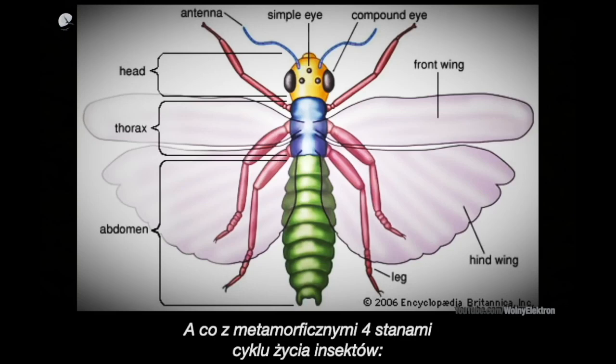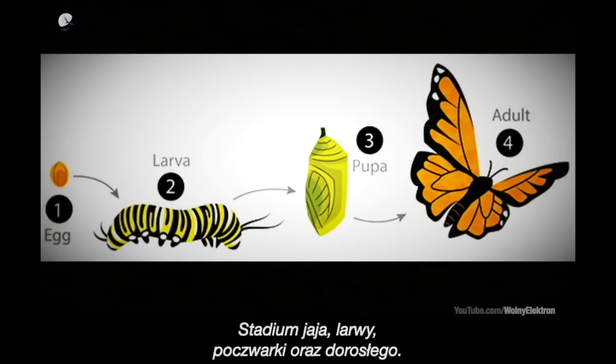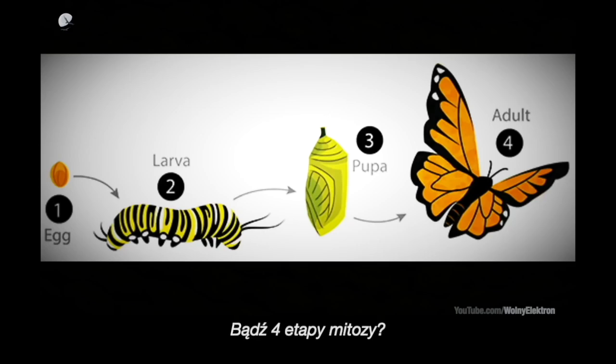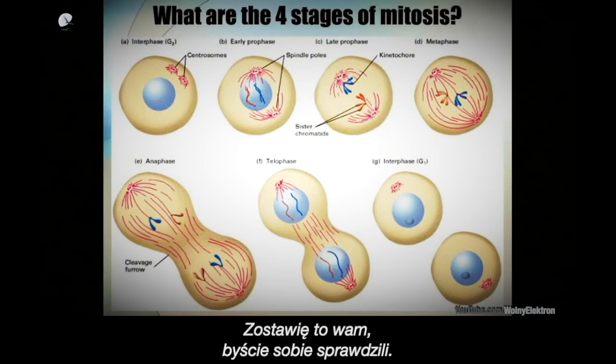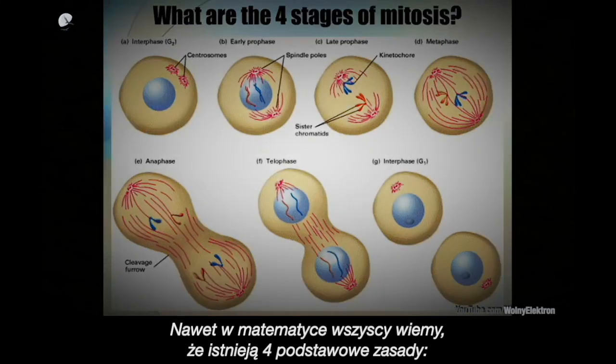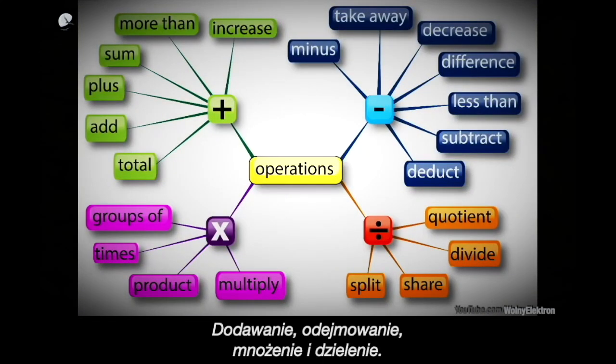What about the metamorphic 4 stages of an insect's life cycle? The egg stage, the larva stage, the pupa stage and the adult stage. Or the 4 stages of a cell's mitosis. I'll let you look that one up for yourselves. Even in mathematics, we all know that there are 4 basic principles: addition, subtraction, multiplication and division.